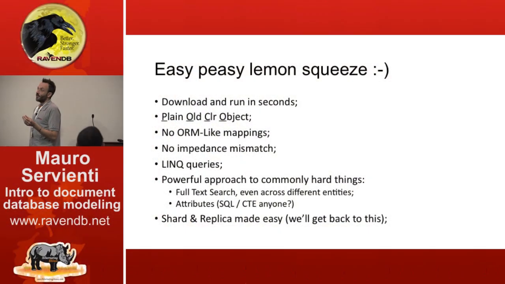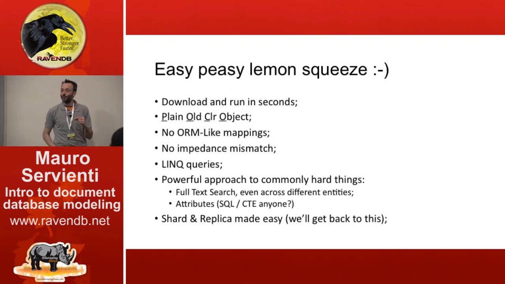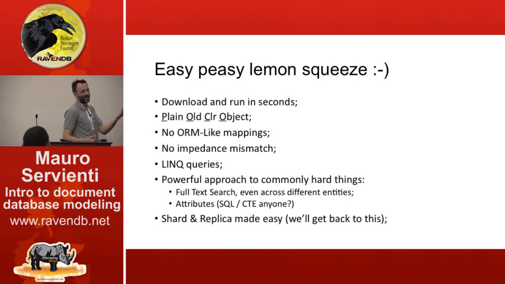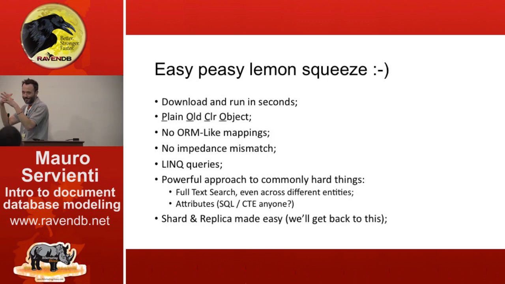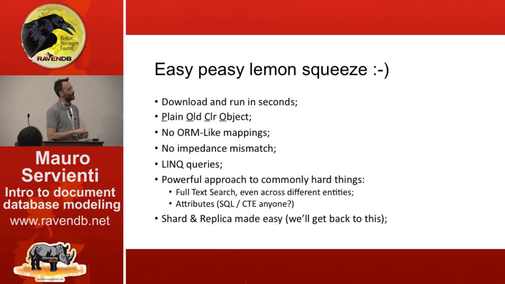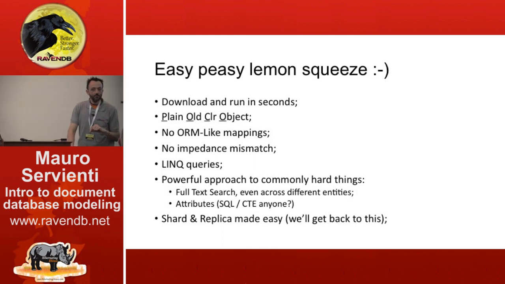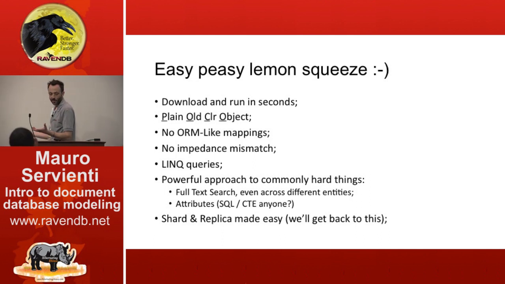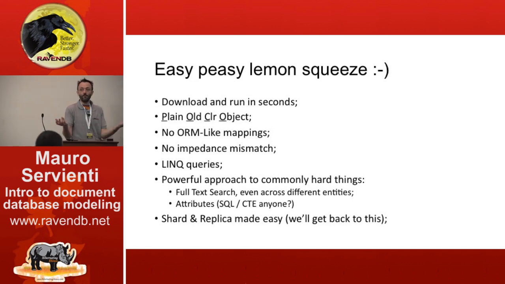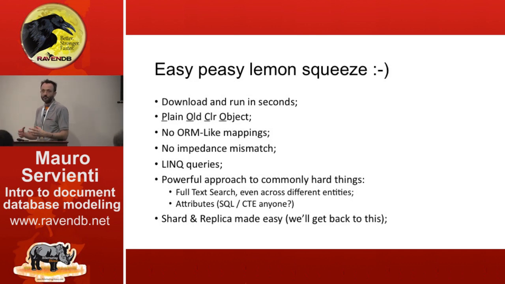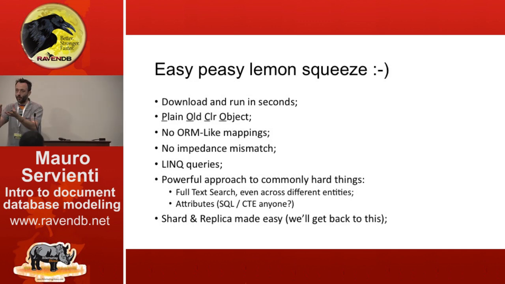So what we have seen is that you download it and run it in seconds. Well, that's not really true for the demo we have done because of the shard setup and replica setup. But without setting up shards and replica, it's really seconds. We use plain old CLR objects. There is no configuration of objects. There is no mapping. There is no impedance mismatch at all. There's nothing. Just objects in memory that will be stored and loaded from the database.